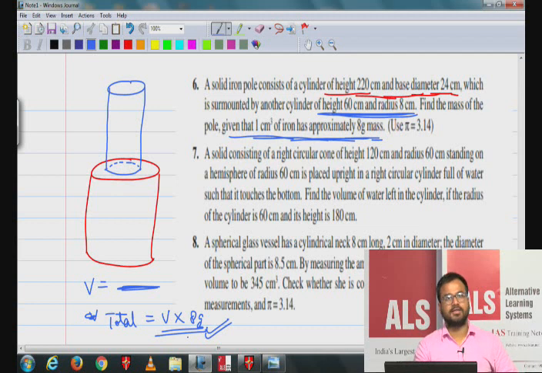Yes, Kohima, that answer is right. Perfect. You can try the 7th one.